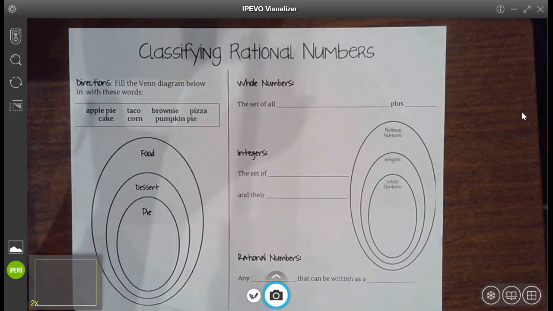Hello, my little mathematicians. Today, we're going to explore classifying rational numbers. And for the sake of sixth grade, that's all the type of numbers that exist.